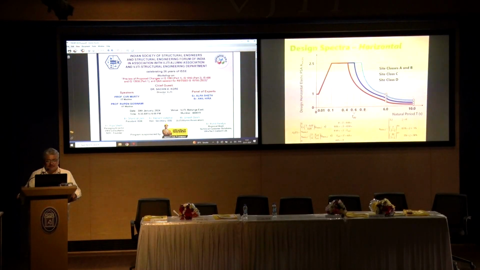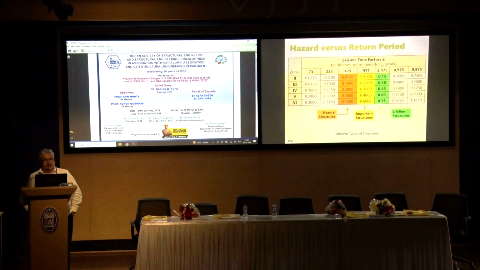Now 10 seconds obviously is not for regular structures, buildings and so on, but there are flexible structures like pipelines and so on which can have longer natural period. So the scope is now the spectrum will be given up to 10 seconds. And also the issue of damping is going to come back. So for different values of damping it can be modified.